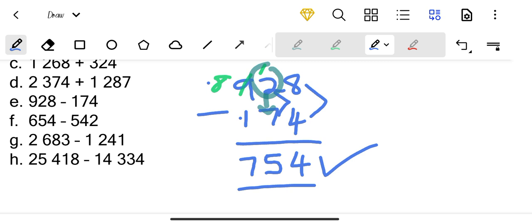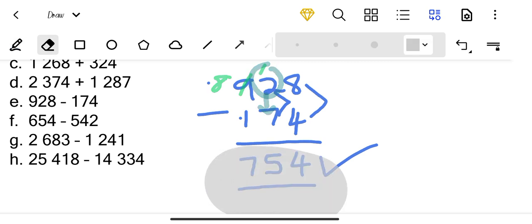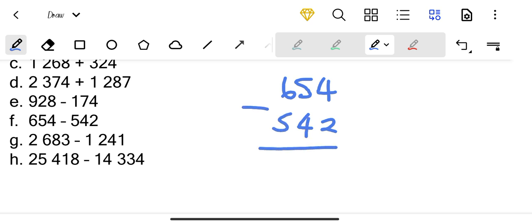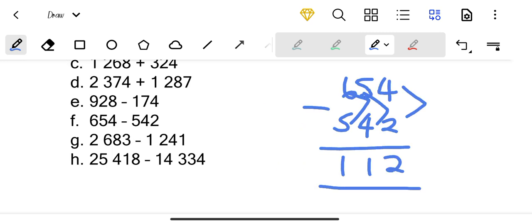So now let's jump to F. F says we have 6, 5, 4 minus 2, 4, 5 over. So that minus that, we remain with 2. That minus that, we remain with 1. That minus that, we remain with 1. And you are done. Very, very simple. You are done with F.